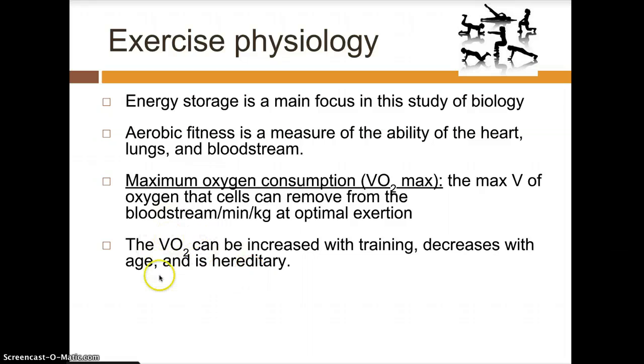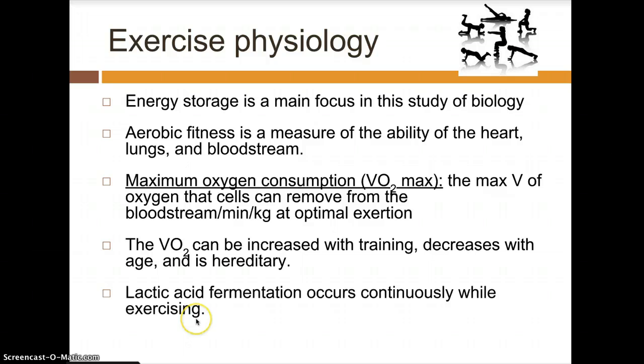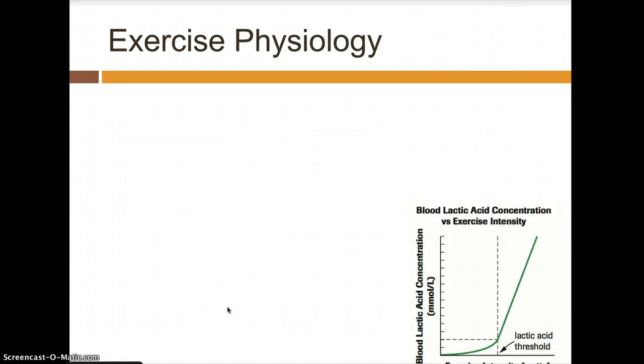So VO2 can be increased if you are an intense trainer, if you work out, if you do a lot of aerobic fitness. So this would be like cardio fitness. If you do that, your VO2 max can be increased, and you will have a greater efficiency at removing oxygen from your bloodstream and sending it to your muscles. So this would be what people consider in shape. Lactic acid fermentation occurs continuously while exercising, again just providing that extra energy that we need.